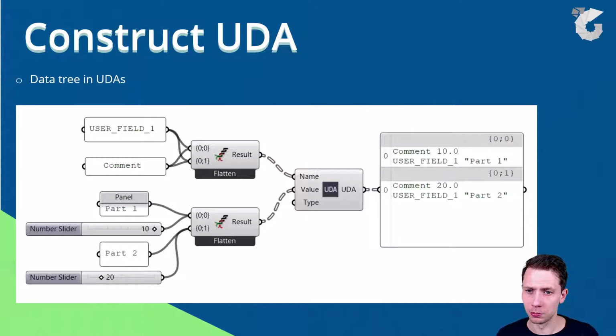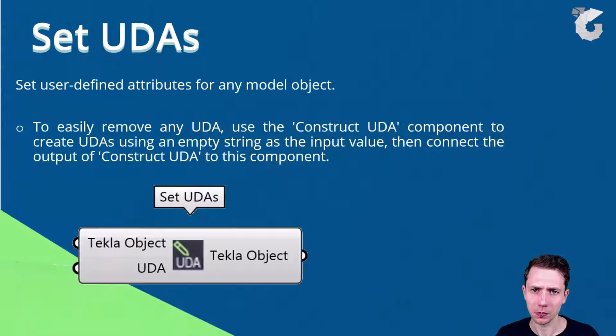And data trees. With the user-defined attributes, we can set up different elements. Here is an example, where I would like to give UDAs to 2 different parts. So comment 10 and user field 1 is part 1 as a string. And then it will be in the data tree structure. You can see comment 20 and user field 1 is part 2. So I will feed that in also as a data tree of 2 elements. I will show you that one.